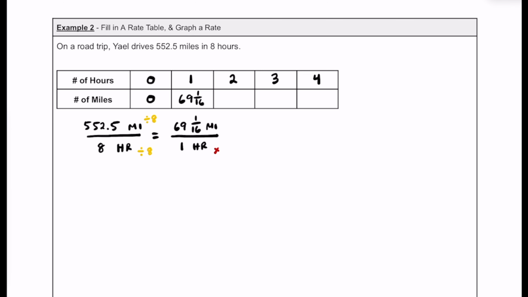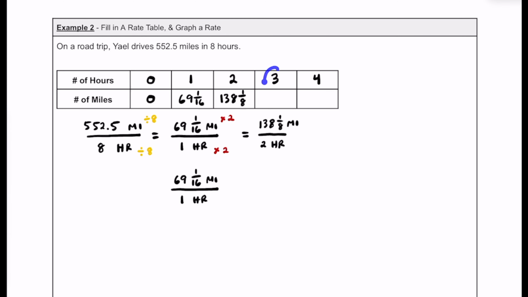Like, let's go for 2 hours. So let's multiply top and bottom by 2 here. If you do that, then 1 hour times 2, that would be 2 hours, right? So go ahead and put 2 hours on the bottom. Now, if we double that 69 and 1/16 value, you can use a calculator if you'd like, but you're going to end up getting 138, I believe, and 1/8. Hopefully that makes sense. You should end up with an 1/8 here, just because if you double a 16th, you end up with an 1/8. So in 2 hours, we would expect Yael to have traveled a total of 138 and 1/8 miles.